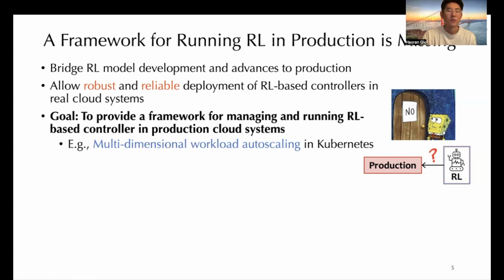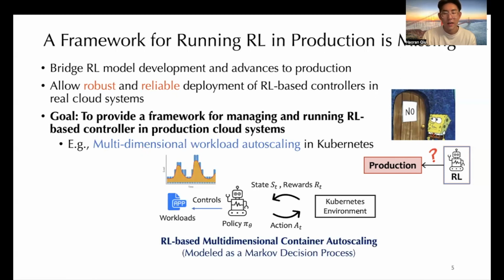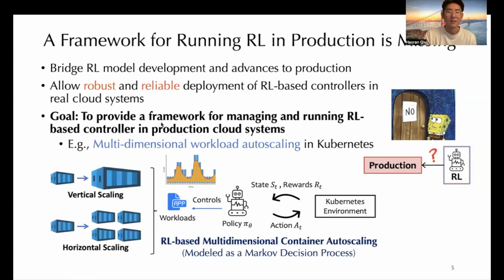So to deliver such a framework for managing and running RL-based controllers in production cloud systems, we took the example of multidimensional workload autoscaling in Kubernetes. In a Kubernetes cluster, application workloads are deployed as pods or containers in order to continuously meet application SLOs and achieve high resource utilization. The RL-based autoscaler is responsible for both vertical scaling, which is to resize the container in CPU or memory, and horizontal scaling, which is to adjust the number of replicas or containers.